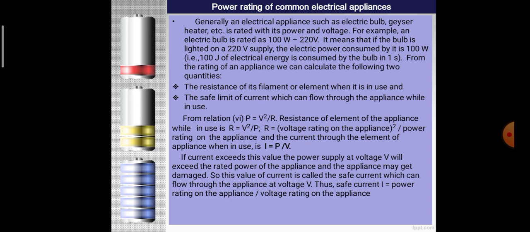That is, R is the voltage rating of the appliance, the whole square, divided by the power rating of the appliance. And the current through the element of the appliance when in use is I = P/V. If the current exceeds this value, the power supplied at voltage V will exceed the rated power of the appliance and the appliance may get damaged. So this value of current is called the safe current, which can flow through the appliance at voltage V. Thus, safe current I is the power rating on the appliance divided by the voltage rating on the appliance.